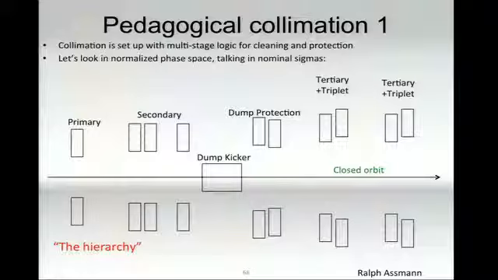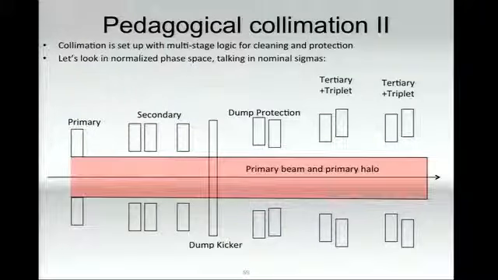The primaries are going to be closer, then the secondaries. We've got these dump protections, the DQ, which we just saw. And the idea is these are going to shield. Besides shielding the machine, we also worry about the experiments and our precious superconducting triplets. So we go to normalized phase space. We divide by root beta, and the primary throws a shadow.